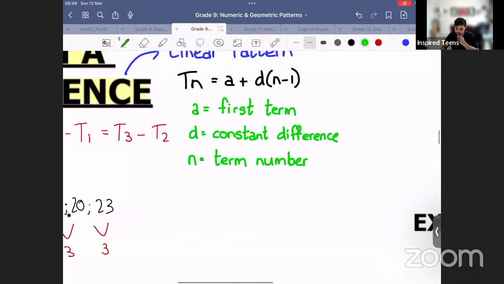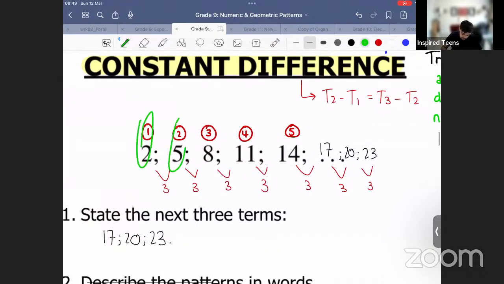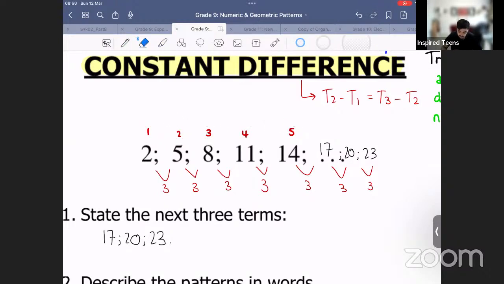Basically. Okay, so when we say the term numbers, notice there's two numbers here: 1 and 2, 2 and 5, 3 and 8, 4 and 11, 5 and 14. Now the term number is the red ones on top, right? Because that's telling me that's the first term, second term, third term, fourth term, and fifth term. So when we talk about n, that's what we're talking about. We're talking about that term number specifically. And then the value of the term is this. The value of the first term is 2.